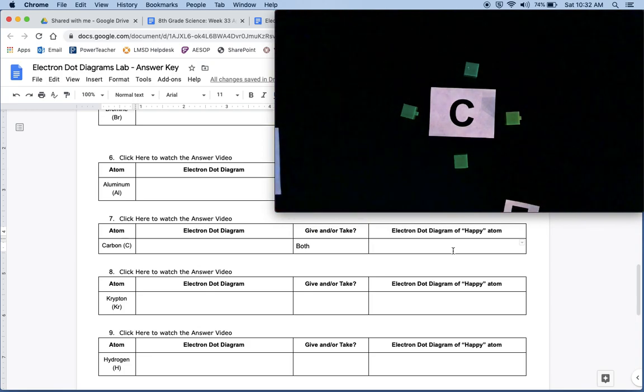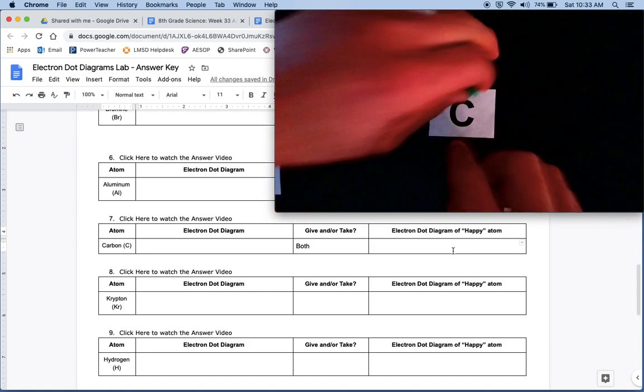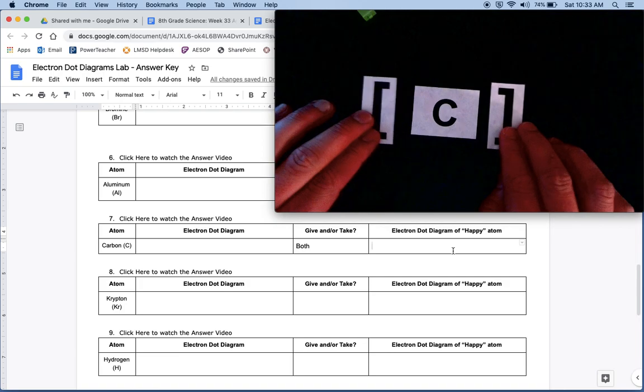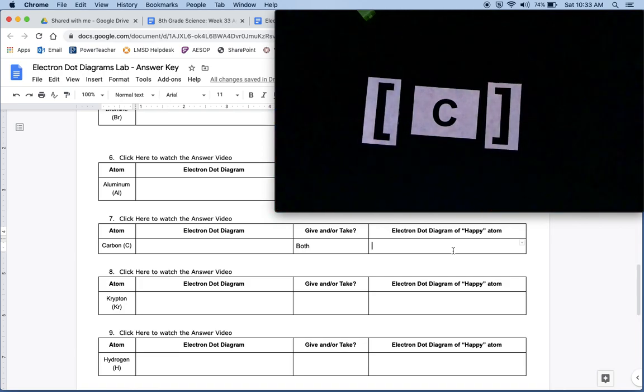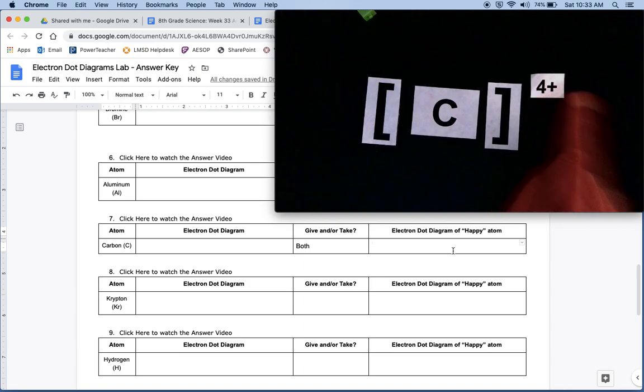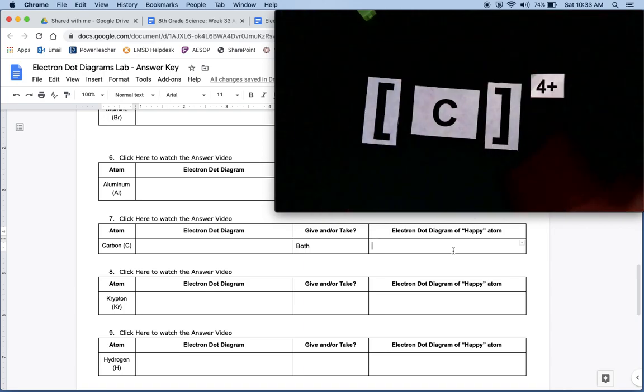First one is we're actually going to show it as a giver. So what would it look like if it was a giver? All right, so if it's a giver, it's going to look like this. But right, since it got rid of 4 electrons, now we have to show that it has 4 more protons than electrons. So in order to do that, I'm going to do this. It's 4 plus, right, because of the fact that it has now 4 more protons than electrons, right? So I'm going to take a screenshot of this.